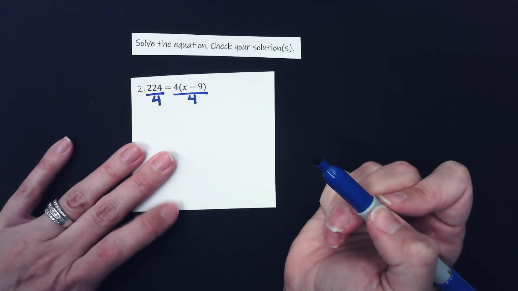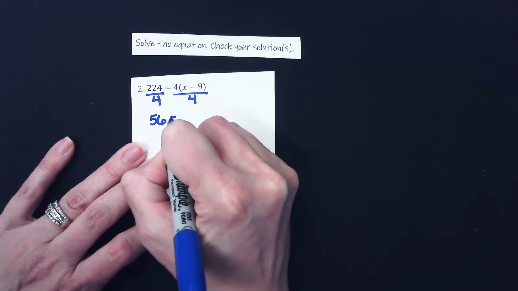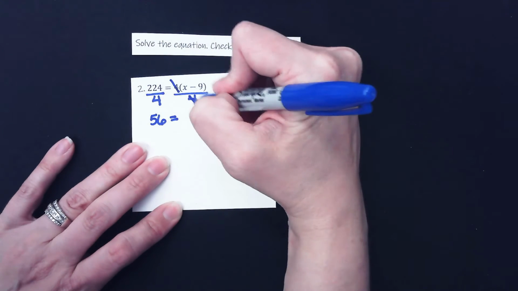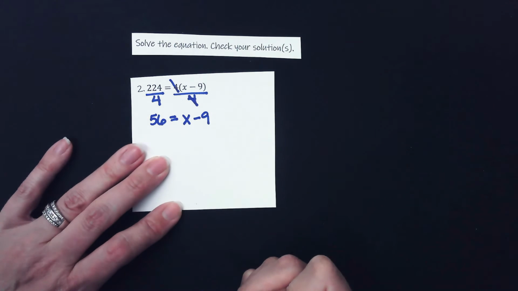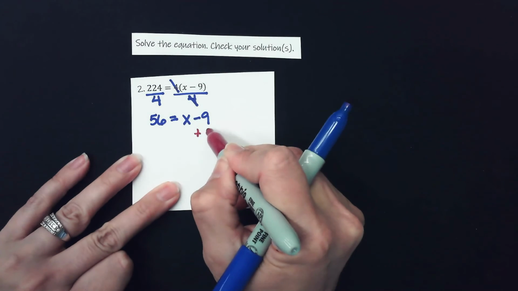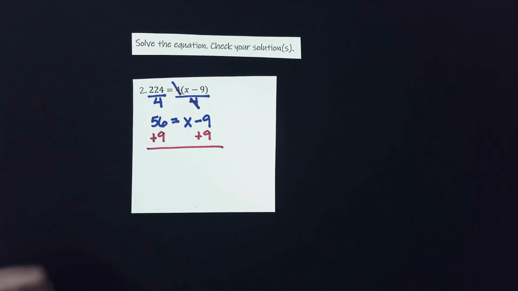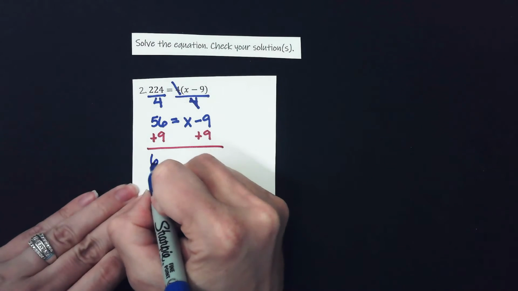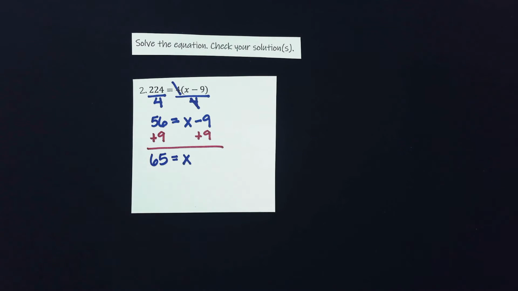Okay, so I have 224 divided by 4, and that gives me 56 equals, and 4 divided by 4 is 1, so it leaves me with an x minus 9 on that side. Okay, so to solve for x, we're going to add 9 to both sides. Okay, so I get 65 equals x, or you could say x equals 65.